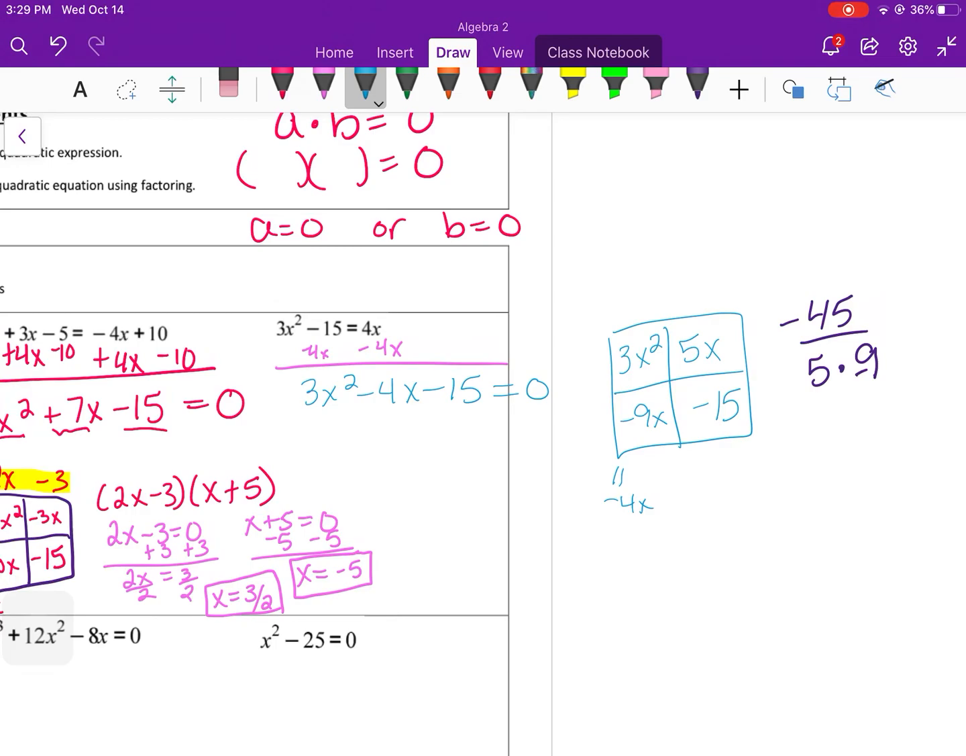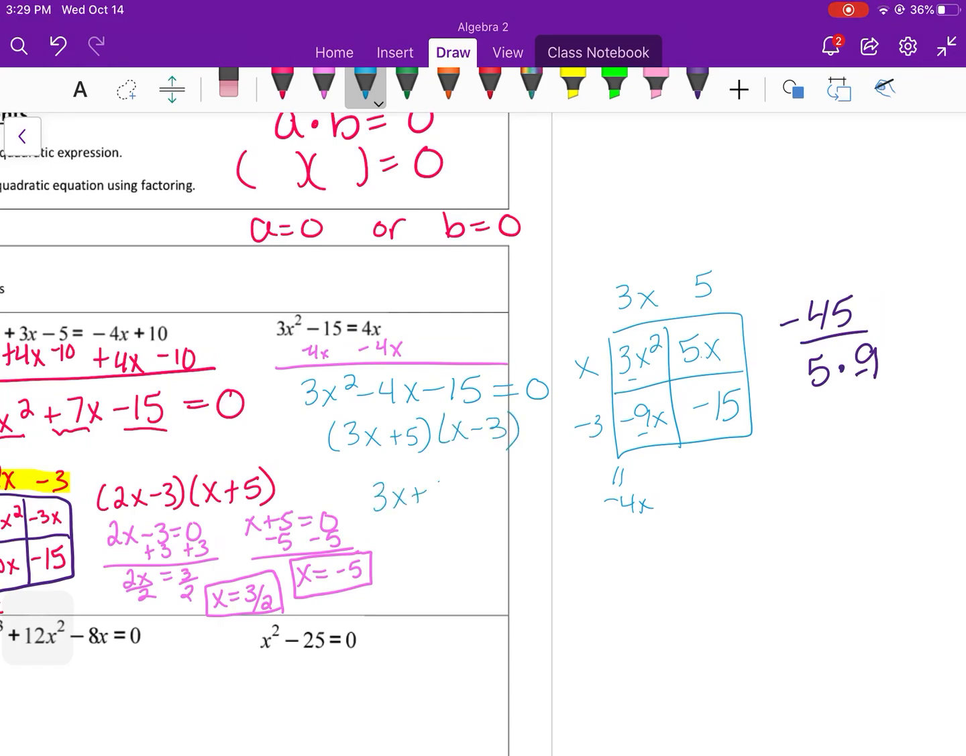The first row here only has x in common because 3 and 5 aren't divisible by anything in common. But 3 and 9, you can divide both by 3 and x. So 3x times x is 3x squared, then x times 5 is 5x, and 3x times negative 3 is negative 9x. So this factors to 3x plus 5 and x minus 3.